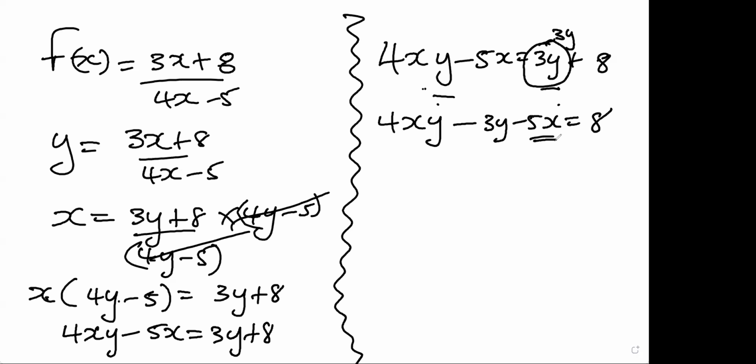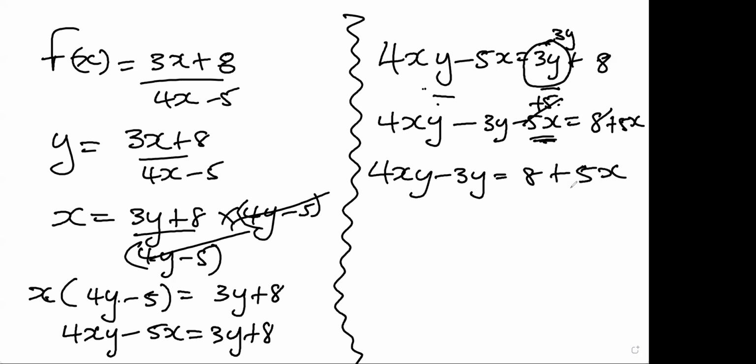We want to get rid of the x from this side. So what we do, we add 5x. Anything you do to one side, you do to the next side. So we're left with this. 4xy minus 3y is equal to 8 plus 5x. But remember the objective. We still haven't got the objective.